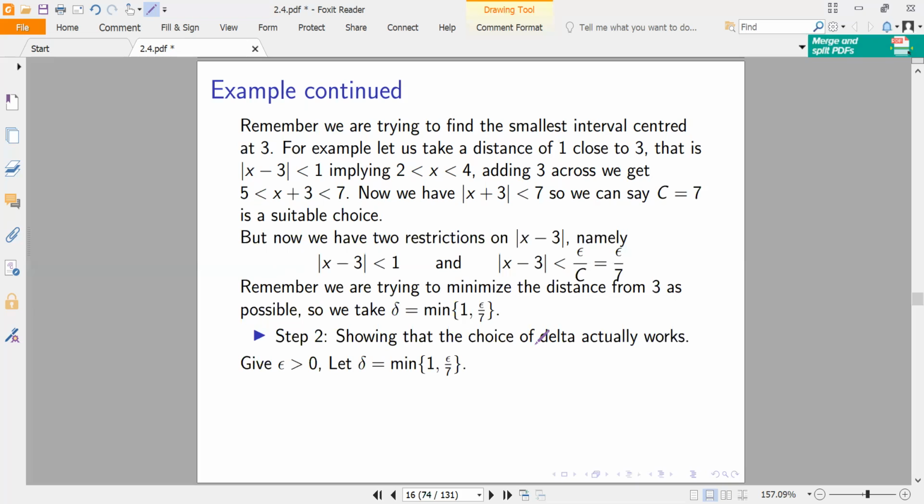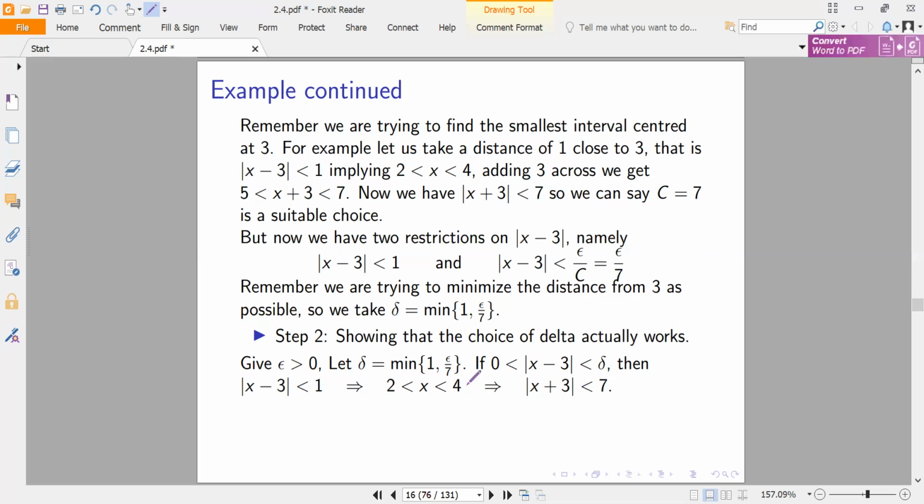Remember, epsilon is not a specific number, but we know it to be a very small number. If this is the case, it means that if the absolute value of x minus 3 is less than delta, then from our choice of 1 and epsilon over 7, the absolute value of x minus 3 is less than 1, and the absolute value of x minus 3 is less than delta.